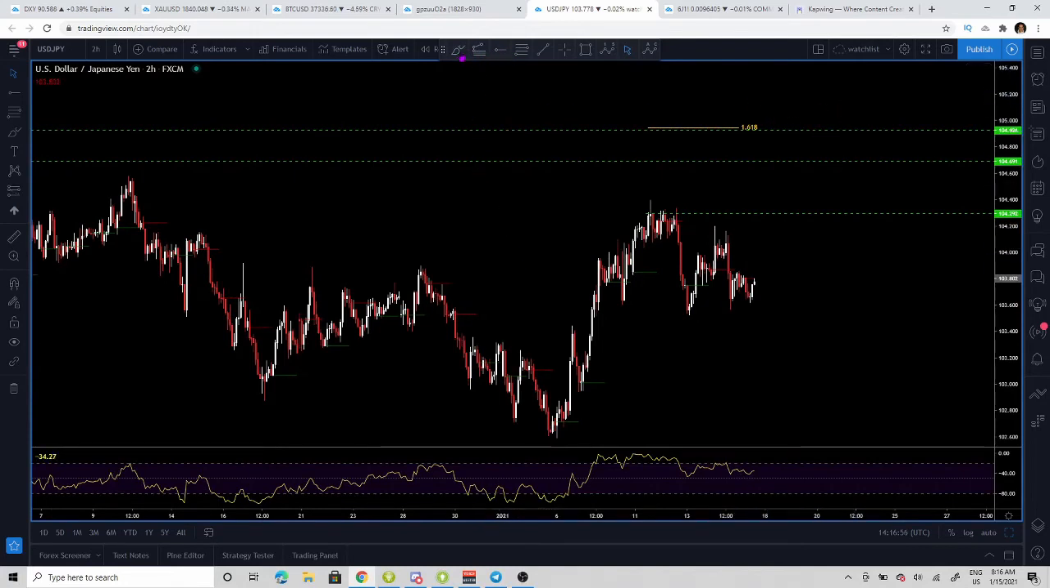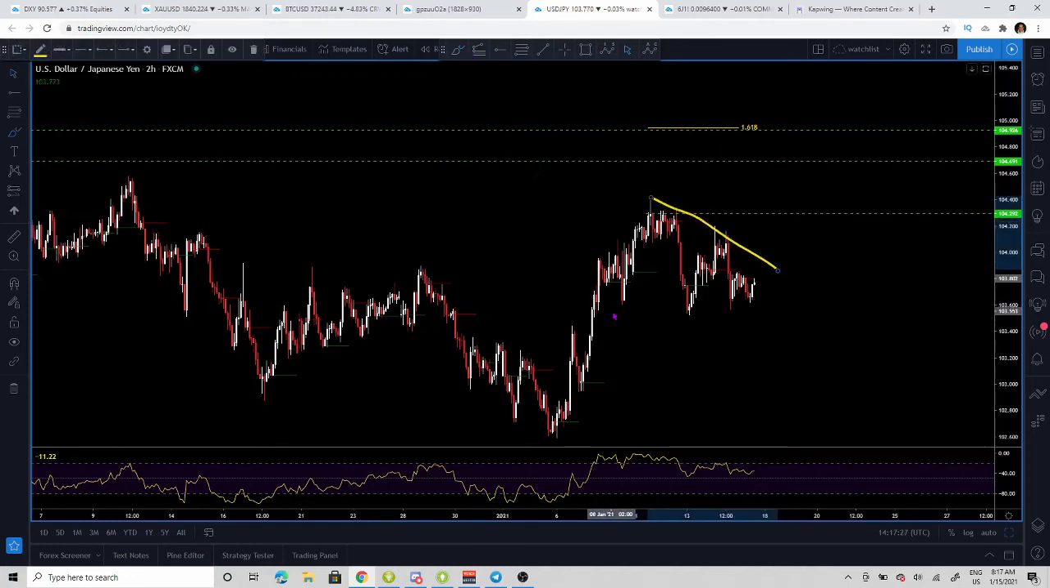Why? Because we are bearish on the US dollar, which is bearish for the US dollar Japanese yen, and we are bullish on the Japanese yen, which is also very bearish for the US dollar Japanese yen. So when the US dollar goes down and the Japanese yen goes up, this is a double bearish punch for this currency pair. So this is why I'm looking for sales here.